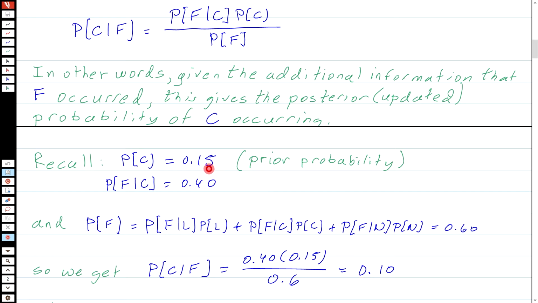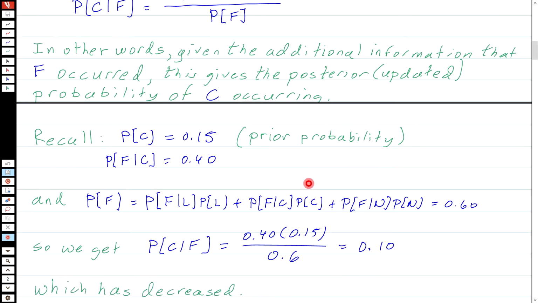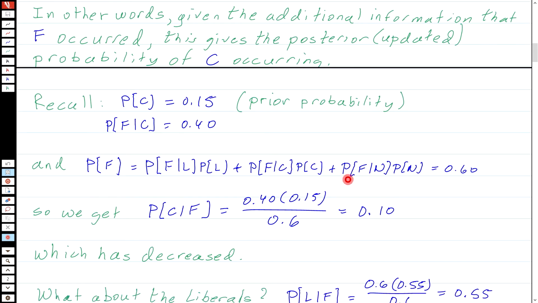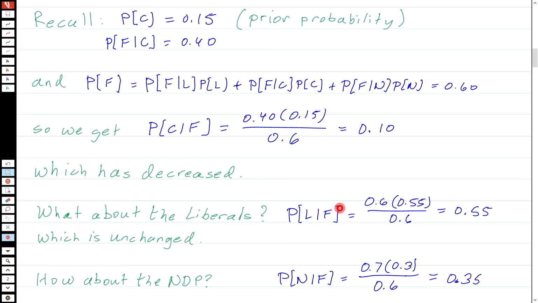It was 0.15. So given funding, we've reduced the probability of the Conservatives getting in, and that basically makes sense because they had, I think, the lowest probability of providing funding. So the fact that we got funding means it's less likely that the Conservatives got in. Well, we can do the same thing by looking at the Liberals.